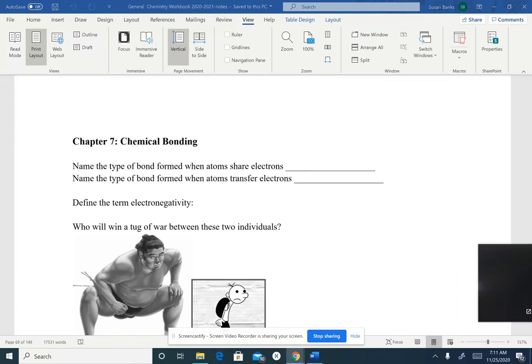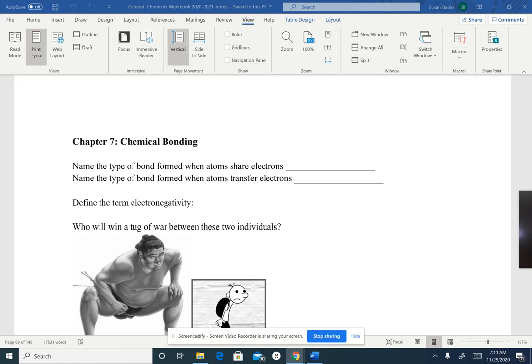Okay, Gen Chem, we are going to do a new chapter today. We are going to talk about chemical bonding, and we are going to layer in some of the concepts that we have learned previously. So I just want to review the difference right now between ionic bonds and covalent bonds.